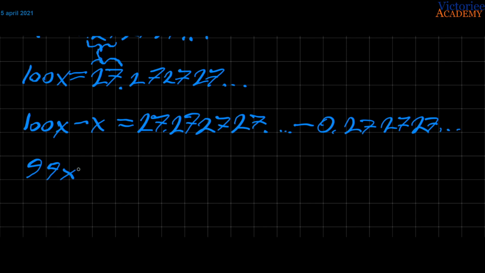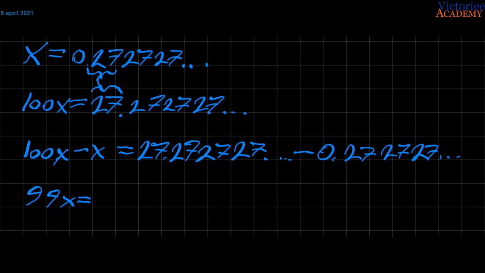This side of the equation is pretty simple. But what happens here? And this is what's clever. Doing this actually eliminates the infinite part of the decimal expansion, because this part here is equal to x, and this here is equal to x. So when we subtract, these cancel each other out. So 99x is actually 27.